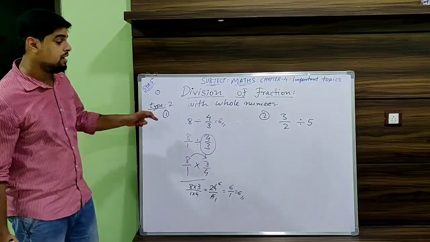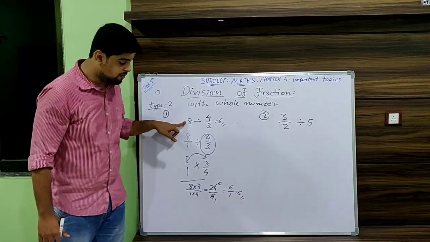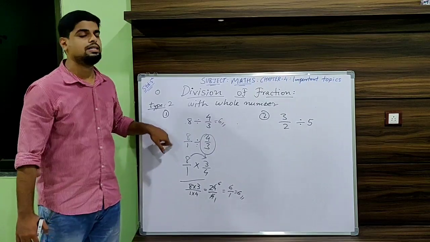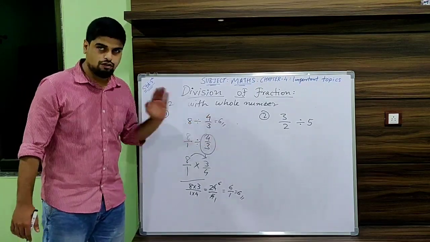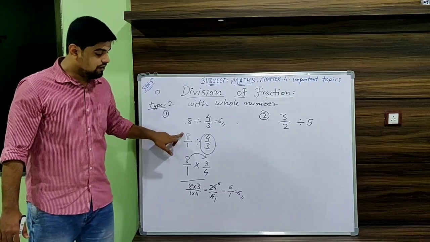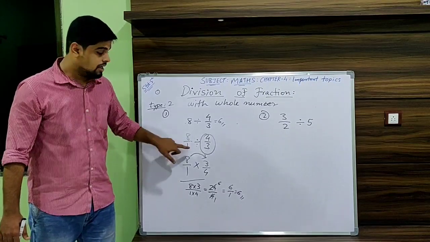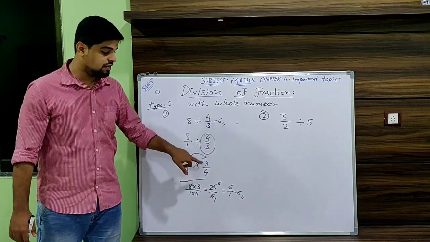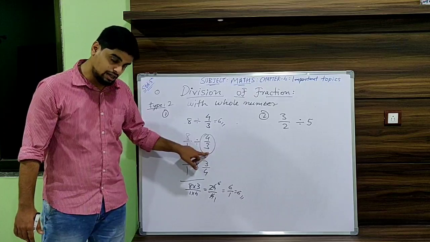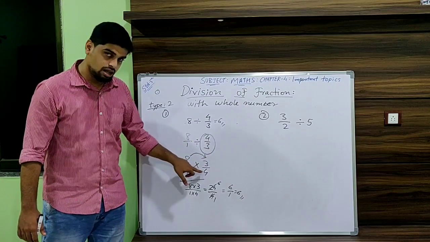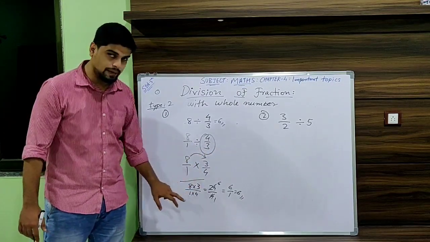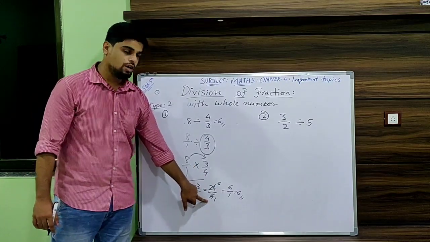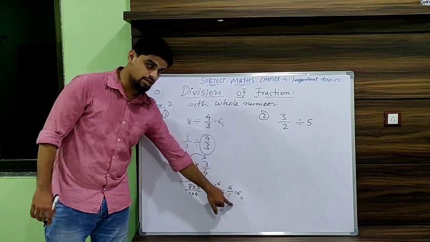So what have we done? We have first converted this whole number into a fraction. After converting into a fraction, we have applied the simple steps for division of fractions. That is, we have written the first fraction as it is. We have changed the sign of division into multiplication. After that, we have taken the reciprocal of the second term. That is 4 by 3 becomes 3 by 4. And we have done simply multiplication. And finally, we have seen whether the simplest form is possible or not. It is possible. That's why our answer is 6.